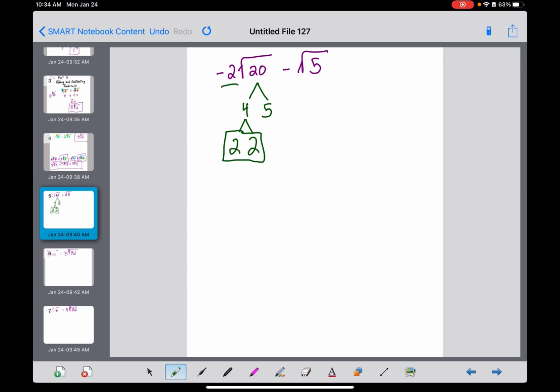So we've already got a negative 2. Negative 2 times 2 is negative 4. So negative 2 radical 20 becomes negative 4. We still have a 5 there. It becomes negative 4 radical 5. These two things, here and here, they're equivalent to each other.